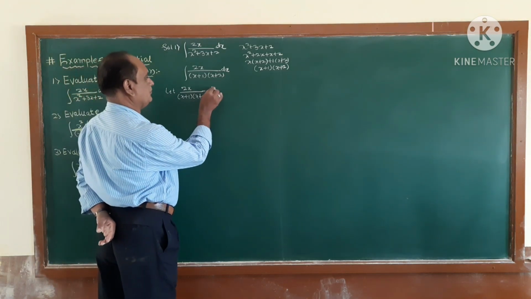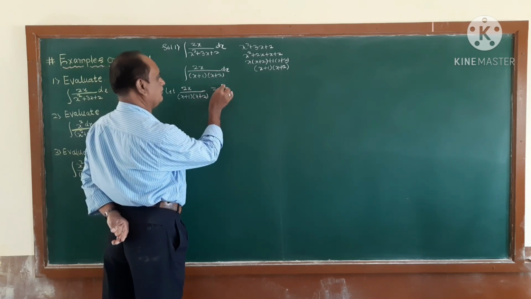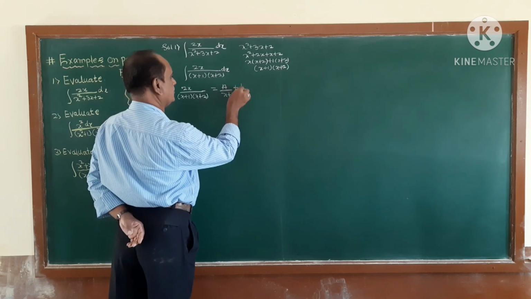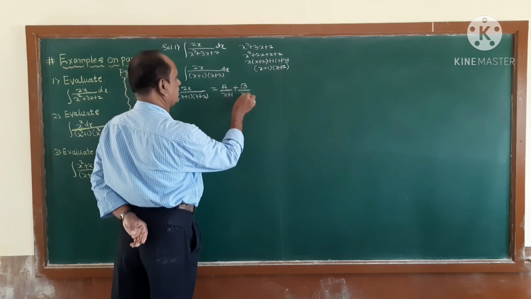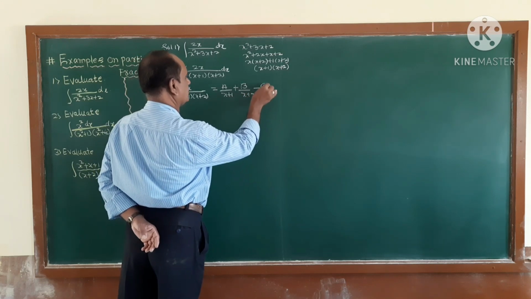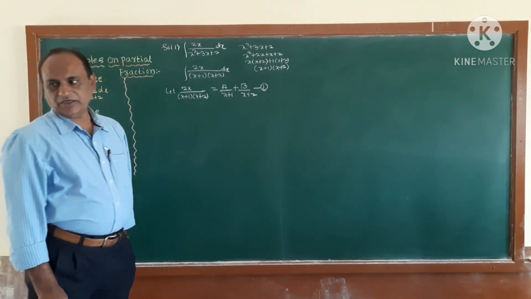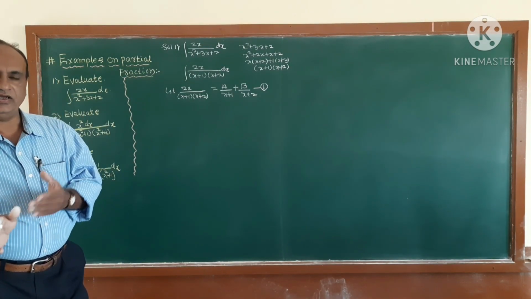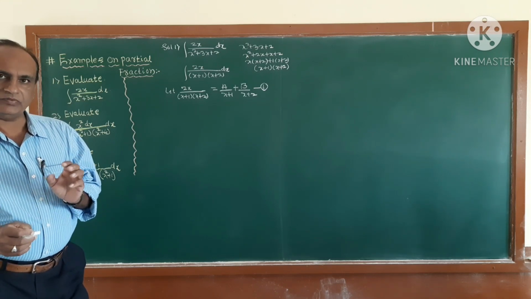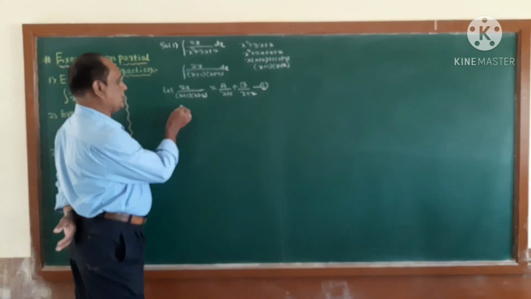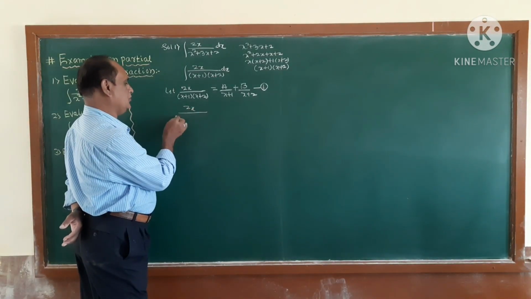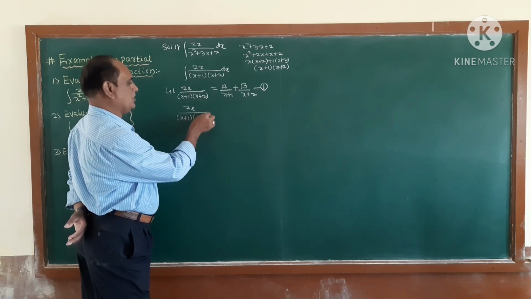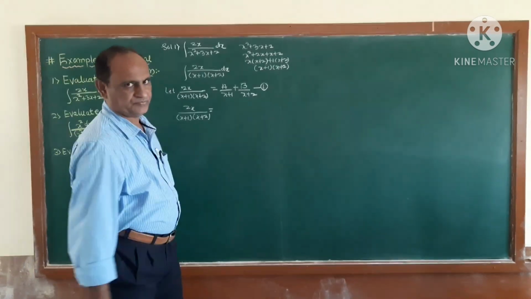So this is equal to, for the non-repeated linear factors, a divided by the first one, x plus 1, and then plus b divided by x plus 2. This is equation number 1. Next, your duty is to find the values of capital A and B. So 2x divided by the denominator x plus 1 multiplied by x plus 2, as it is, by taking the LCM.